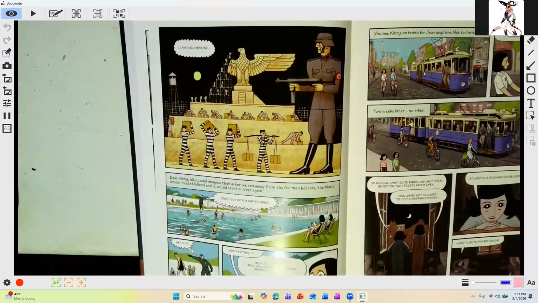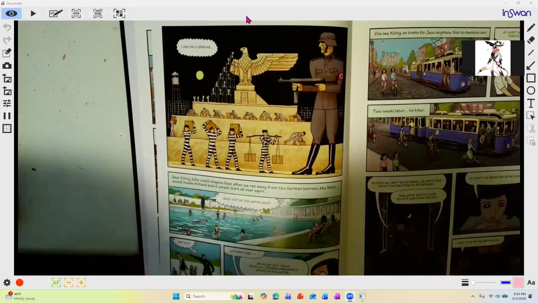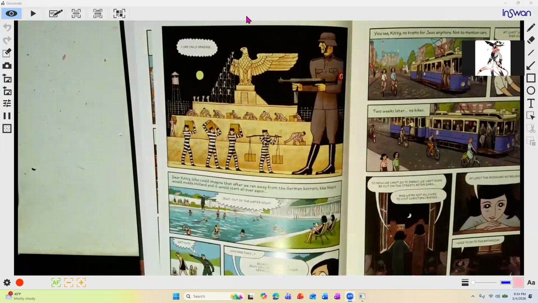Take a second to figure out what do we see in this picture right here. Well, we see prisoners here. We see a guard. We see boxes. So what could be going on here?